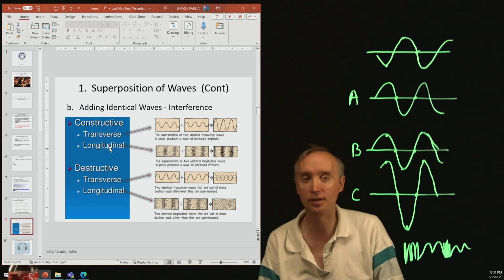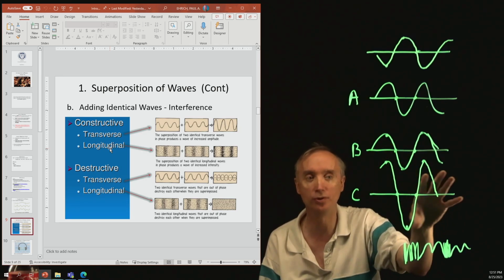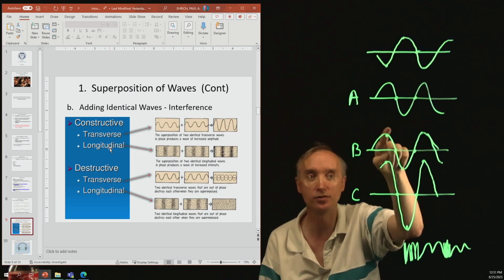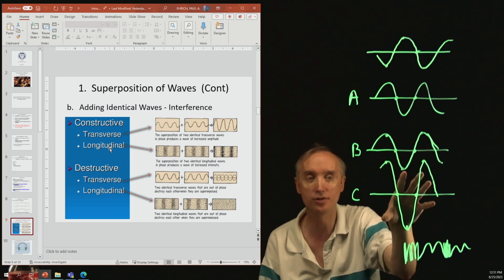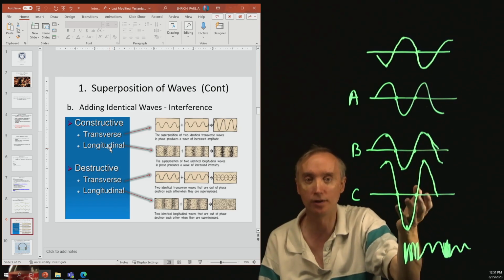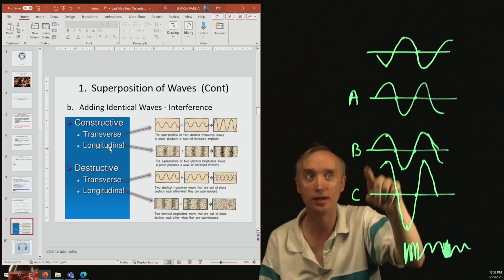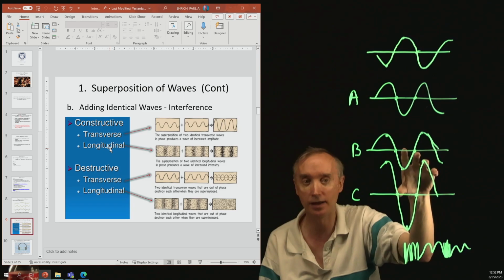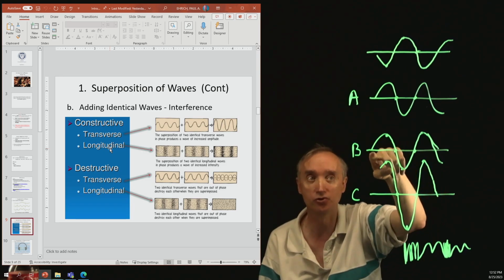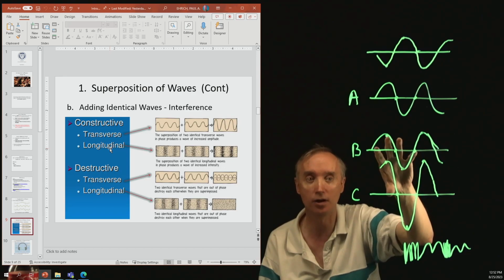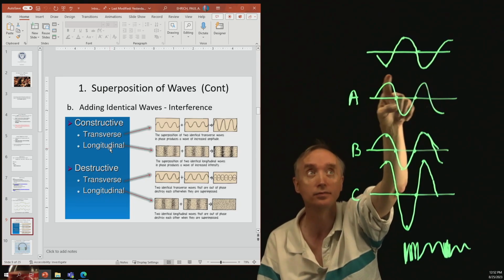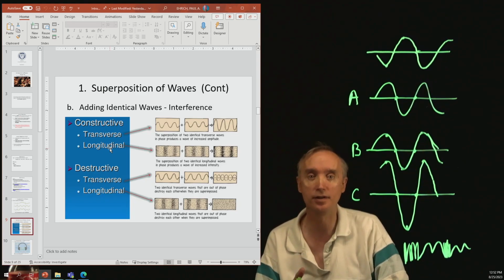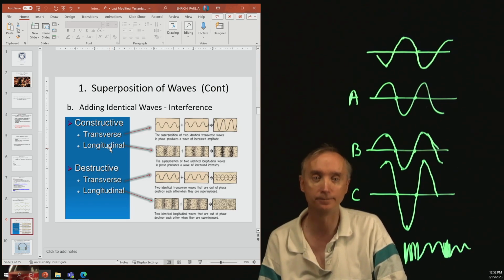So for purposes of the exam, I would want you to be able to do it this way with the transverse waves. So be able to explain why it is extra large and extra small, depending on whether it's constructive or destructive. Be able to add the waves together mathematically with a ruler. Be able to draw the two waves on top of each other if it's constructive, or out of phase like this if it is going to be destructive. So I would expect you to be able to do all of that.